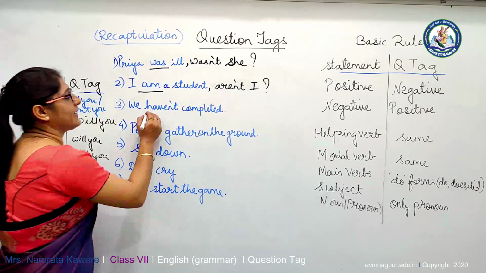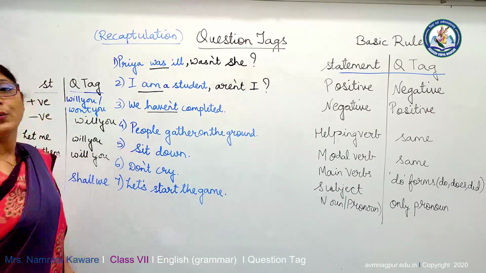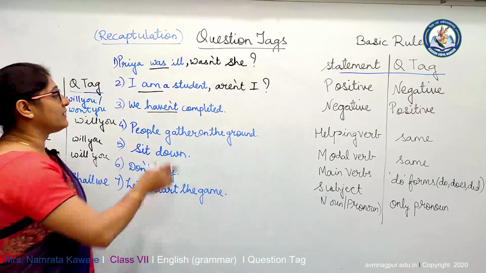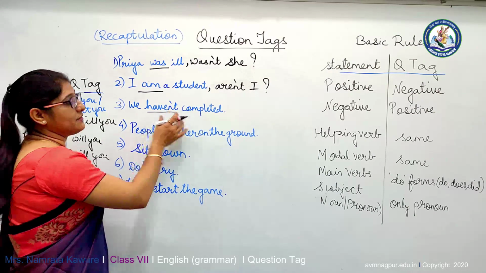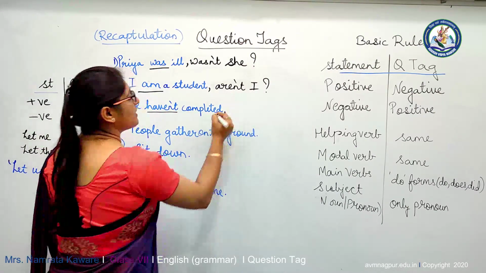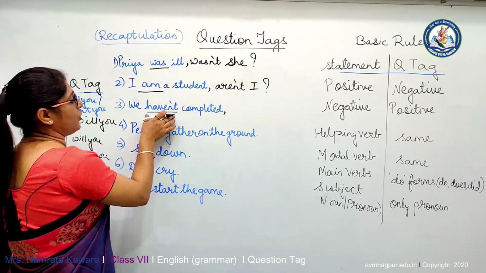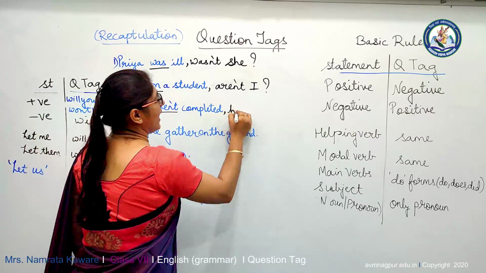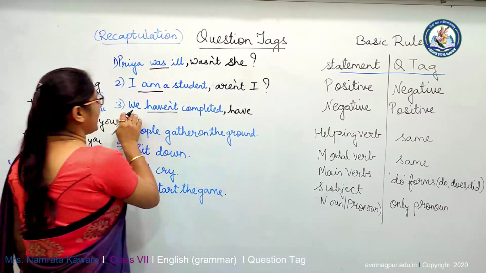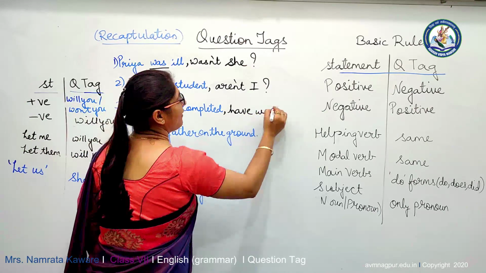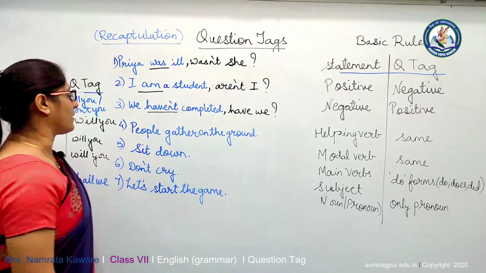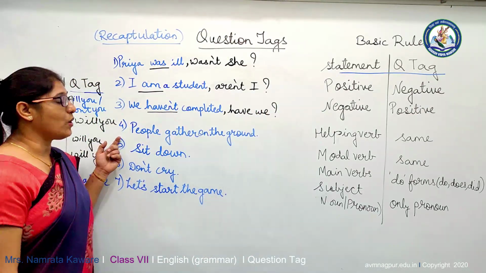We haven't completed. This is a negative statement. If the statement is negative, the tag has to be positive. So the positive form of have not is have, and we already have a pronoun here, have we, and a question mark.